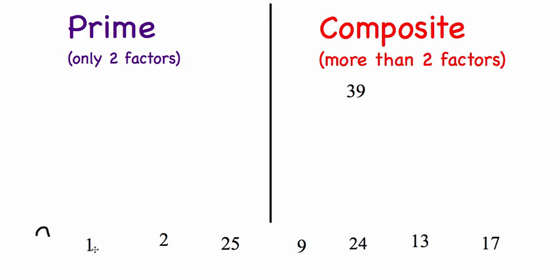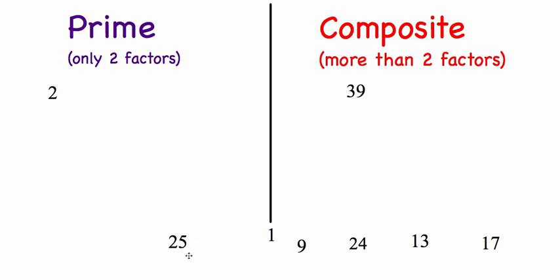1, we just learned from the previous slide that the only factor for 1 is 1. So 1 is going to be neither prime nor composite. So we can just leave that maybe on the middle line here. 2, we just learned a fact about 2 as well. 2 has 2 factors, 1 times 2. So since it has exactly 2 factors, it's going to be prime. It's our only even number that will be prime.